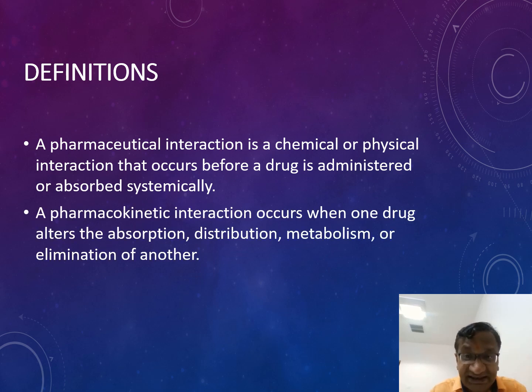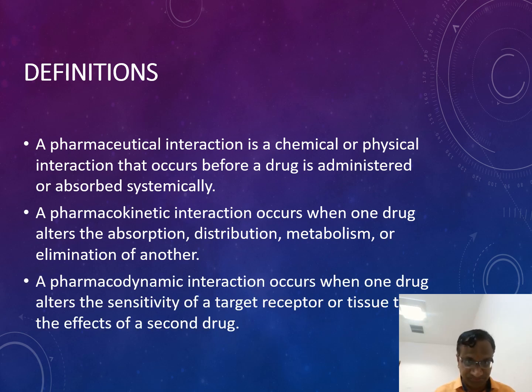What is pharmacokinetic? When one drug alters the absorption, distribution, metabolism, or elimination of another. Absorption, distribution, metabolism, elimination: these are all pharmacokinetic. What is the pharmacodynamic interaction? It occurs by changing the sensitivity of the receptor or the tissue to the drug. All these things are pharmacodynamic.